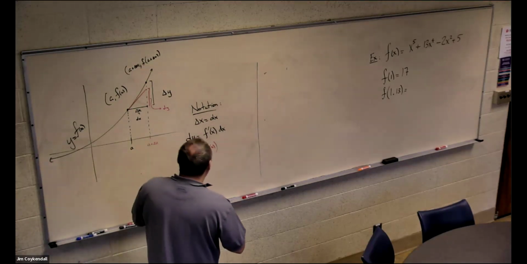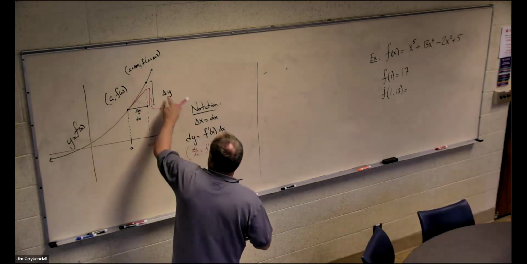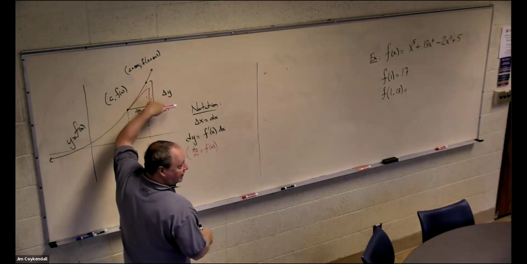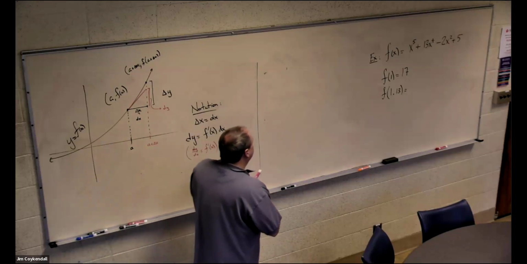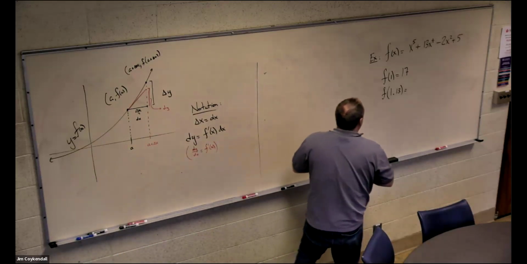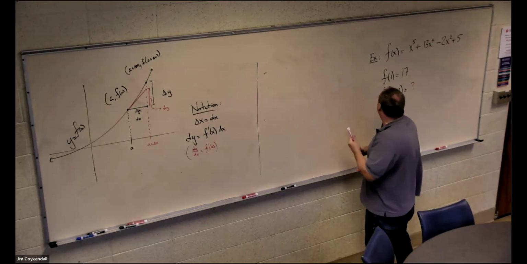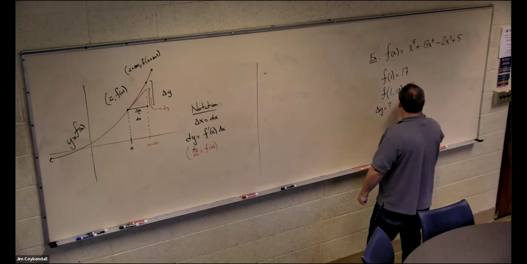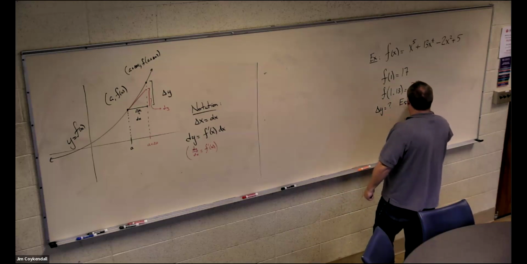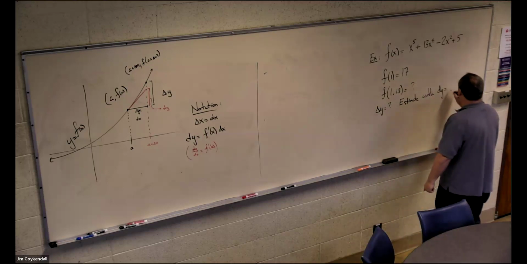Now, dy is usually much easier to compute than delta y. Delta y is the honest to goodness, real life change. dy is our estimate. So for example, if we continue this example here, let's estimate this. dy, which is f prime.